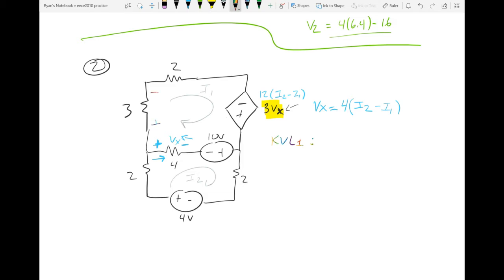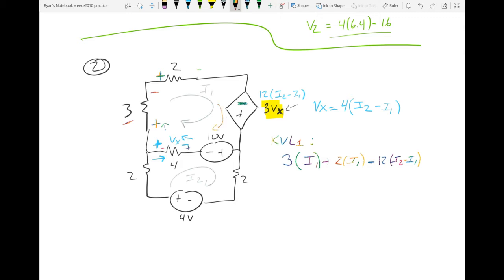I'm going to go around this way, plus to minus, like this. I'm actually going to go the opposite way here, plus to minus. So as I go around this way, I go into the plus of this 3, and I write 3 times I1, and I1 is the only current in this 3 ohm resistor. I get to the top, okay, I have plus 2, and again, I1 is the only current there. I then get to the minus side of this. This is a voltage source, so I simply write the value of the voltage, minus 12 times I2 minus I1.